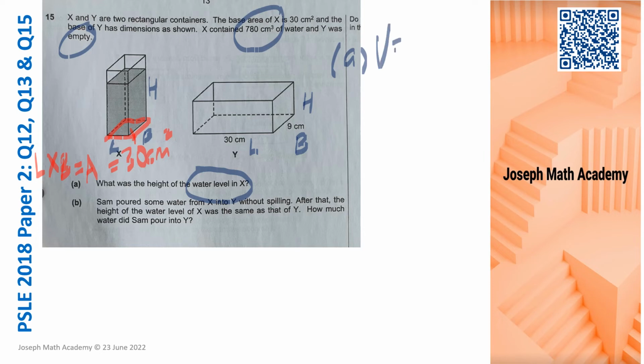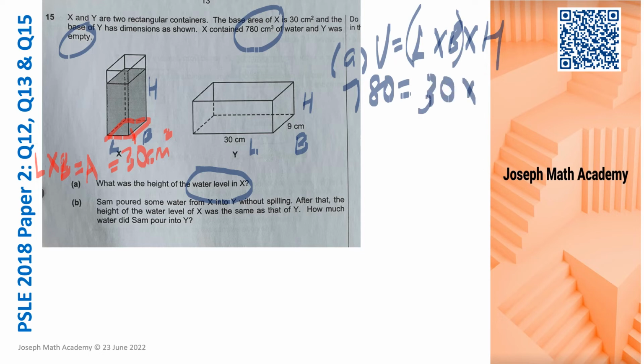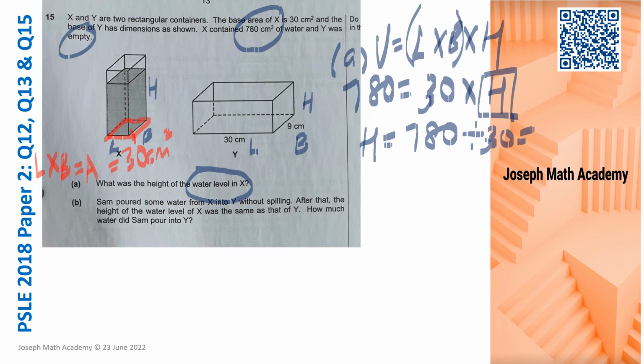Now, volume is L times B times H, and the volume of the water is 780. L and B is the base area, which is 30 here, and height is missing, which we are supposed to find. So to find the height, we just take 780 divided by 30, and that gives us 26. So the height is found, 26 cm. Up to here is 26 cm. So A is done.